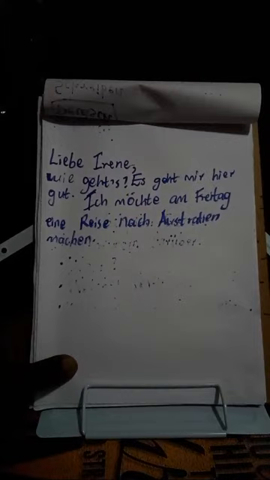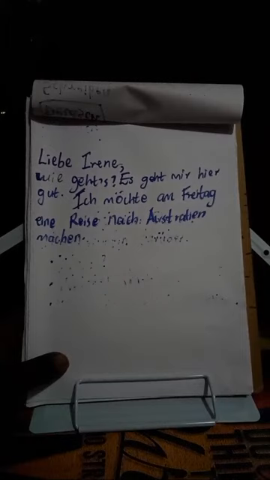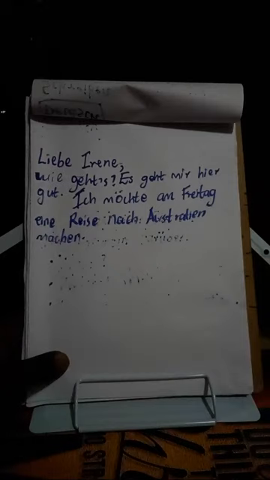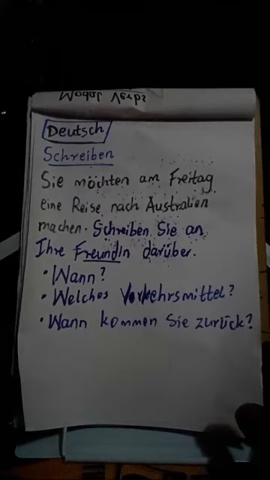Liebe Irene, wie geht's? Dear Irene, how are you? Es geht mir hier gut. I'm fine over here, right? Ich möchte am Freitag eine Reise nach Australien machen. I would like to make a trip on Friday to Australia. All right? And then you go ahead to point number two. Look at point number two, telling you, welches Verkehrsmittel. So tell her which means of transport you will be using.